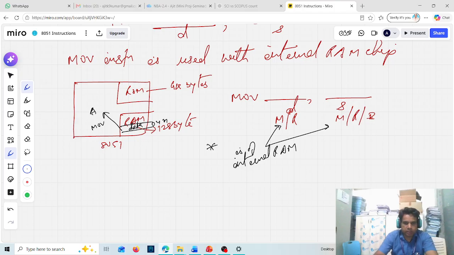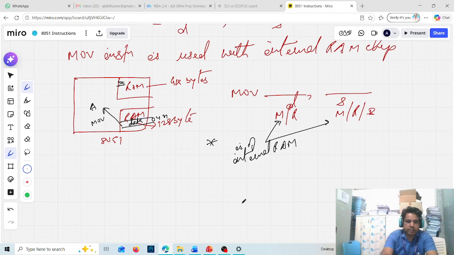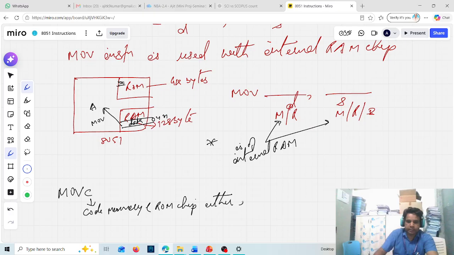Now what about the another thing? So now this was applicable for the RAM. Suppose I want to move from some ROM address here. So in that case what I'll do, I will be using another instruction which is called MOVC. C stands for code memory, and you know this code memory is actually ROM chip, either internal or external.